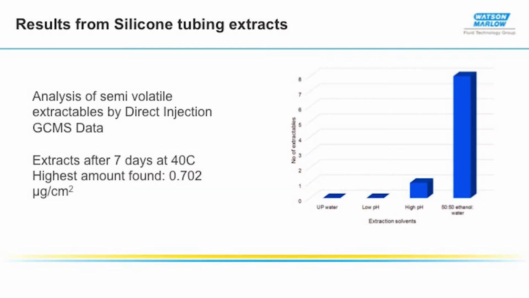This again is the analysis for semi-volatile extractables by direct injection GCMS. We find that the most extracting solvent is the 50% ethanol solution. The least is for water and low pH. The highest single amount found was 0.7 micrograms per centimeter squared.